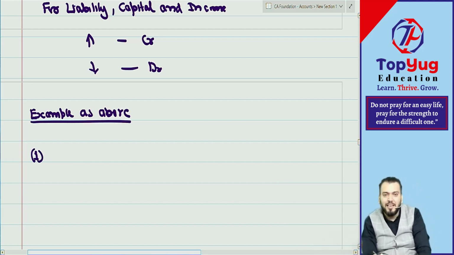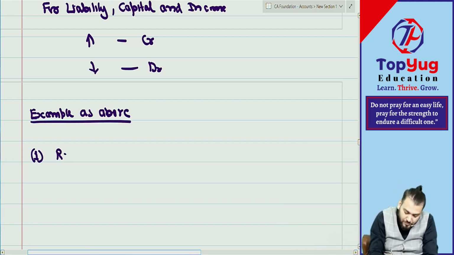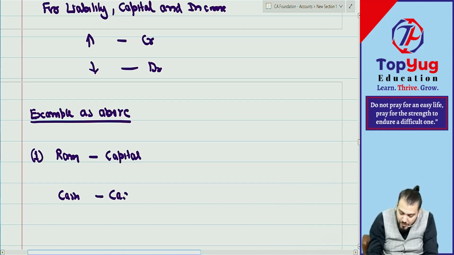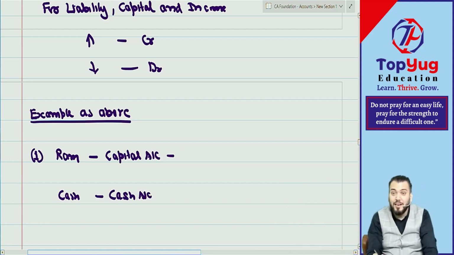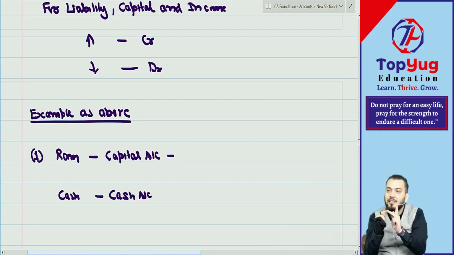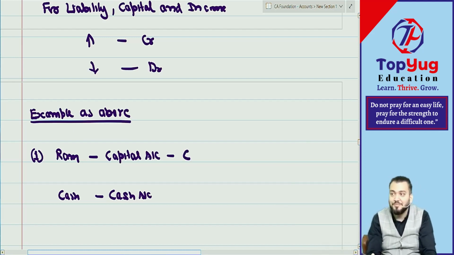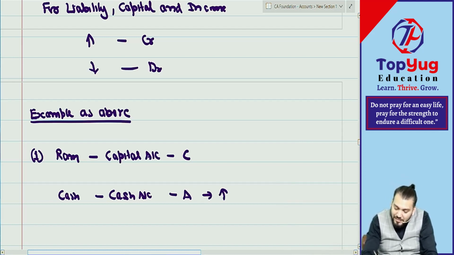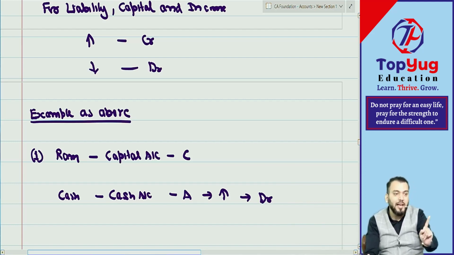But what was the first example? Ram commenced business by introducing cash. What are the two aspects? Ram and cash. Tell me, for Ram, which account? Capital account. For cash, which account? Cash account. Correct? Now you need to identify whether capital is asset, liability, capital, income or expense. So capital is what? Capital only. Cash is what? Asset. But is it an increase in cash or a decrease in cash? Increase in asset. Increase in asset will be debited.